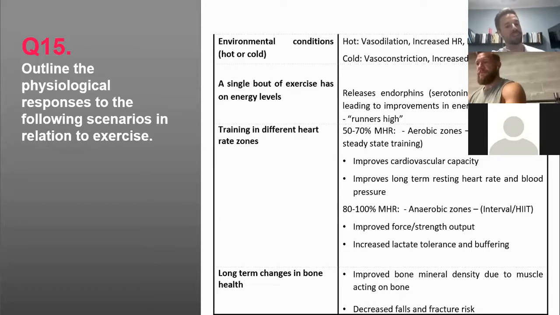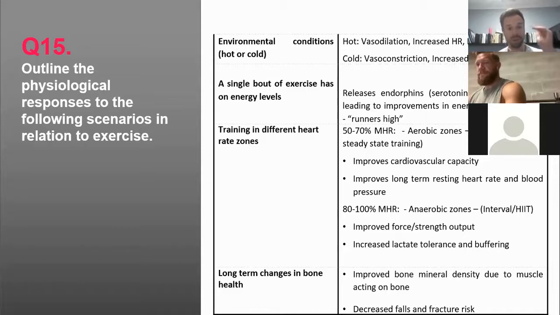And then as you can see, guys, the next one is anything from 70 to 80% and up. We call that the anaerobic zone. That's interval training, sprint training, HIIT training, as we know, high intensity interval training. Some of the major benefits there are that we improve our force and strength output. And the second one, which I keep talking about, is we improve our lactate tolerance. So the body's ability to tolerate more and more lactic acid before we slow down, and buffering. What buffering means is we clear it out of our system.